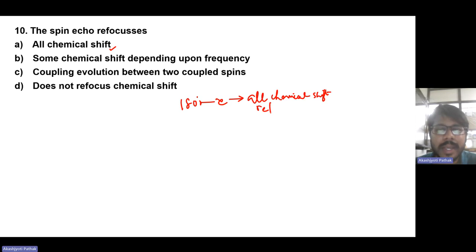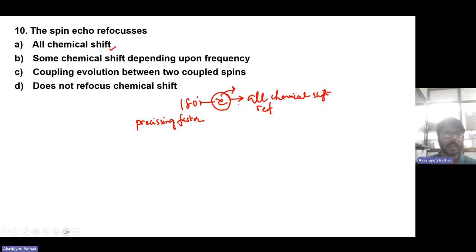So that is what I was discussing: the nuclear spins which had a higher precession frequency, that were precessing faster, will catch up with the nuclear spins that were precessing slower. And so all the chemical shifts get refocused after this 180-degree pulse and after this delay of tau second. This tau second is set to such a value so that all the chemical shifts get refocused. And after the chemical shift gets refocused, we record the signal.